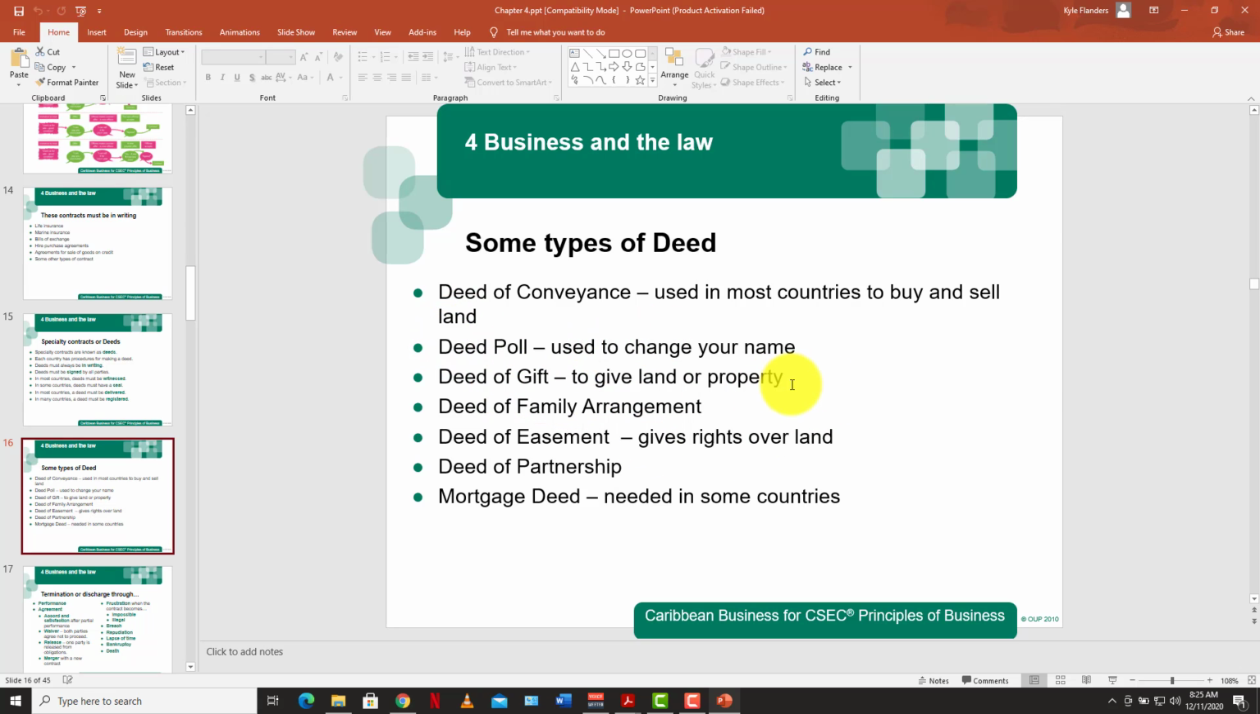Deed poll, used to change your name. Deed of conveyance, used in most countries to buy or sell land. Deed of family arrangement. Deed of easement, give rights over land. Deed of partnership, of course a mortgage deed, in most countries a mortgage deed. So those are examples of specialty contract. And as I said, also you have hire purchase and those kinds of contracts. All these are examples of specialty contracts.